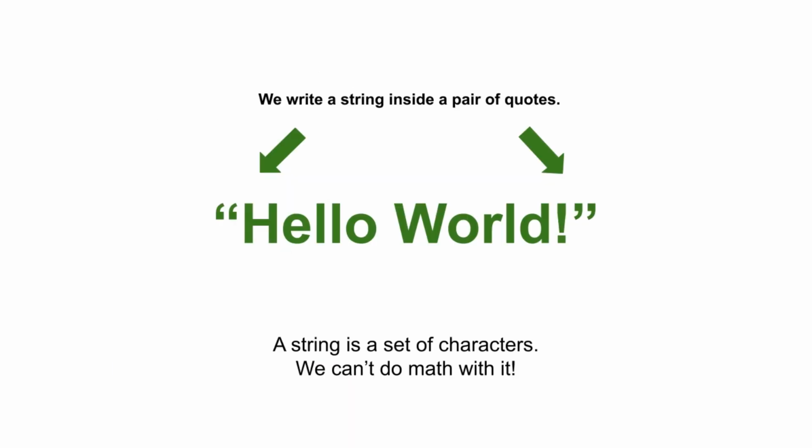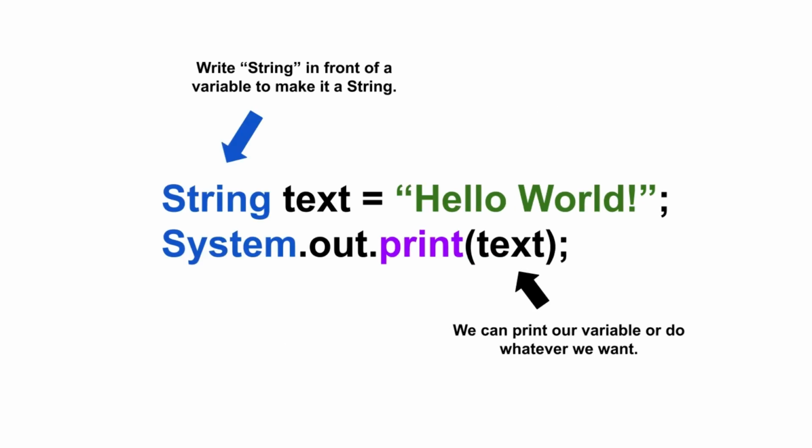To write a string, write a piece of text within a pair of quotation marks. And done. We have a string. We can assign our string to a variable and do whatever we want with it. Just make sure to declare the data type of the variable according to the data type of the value.